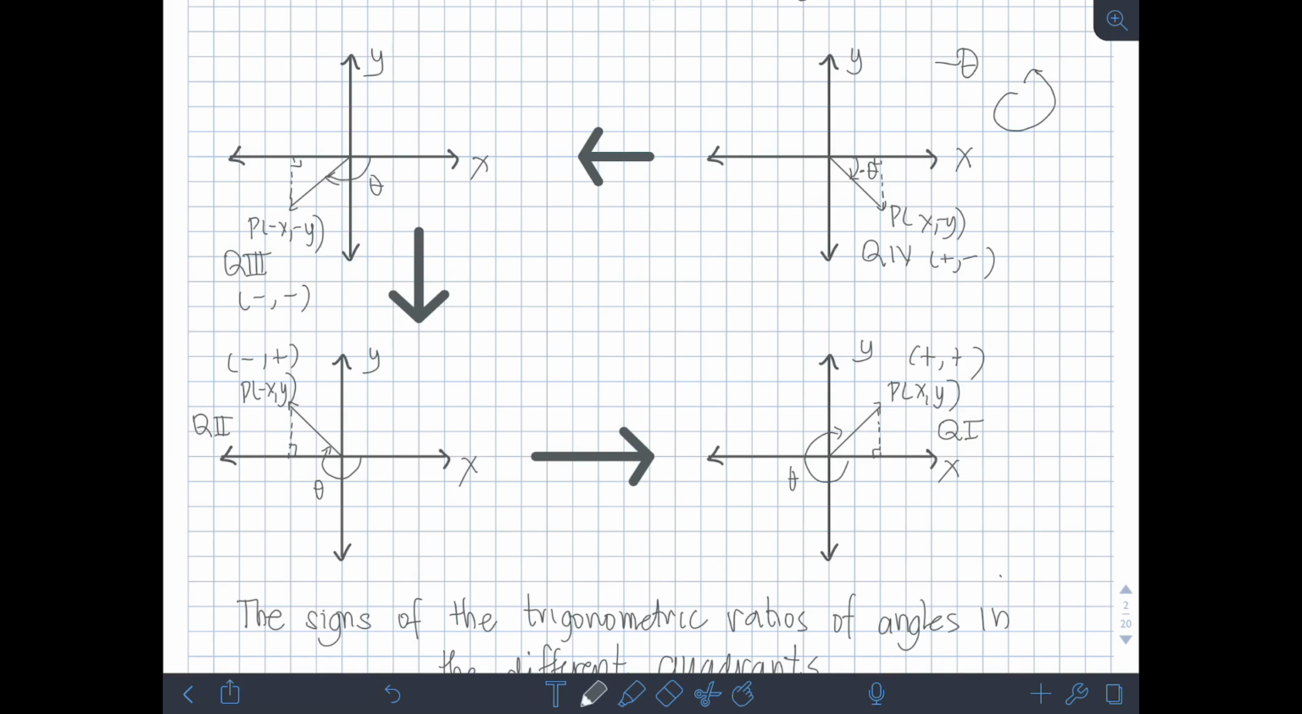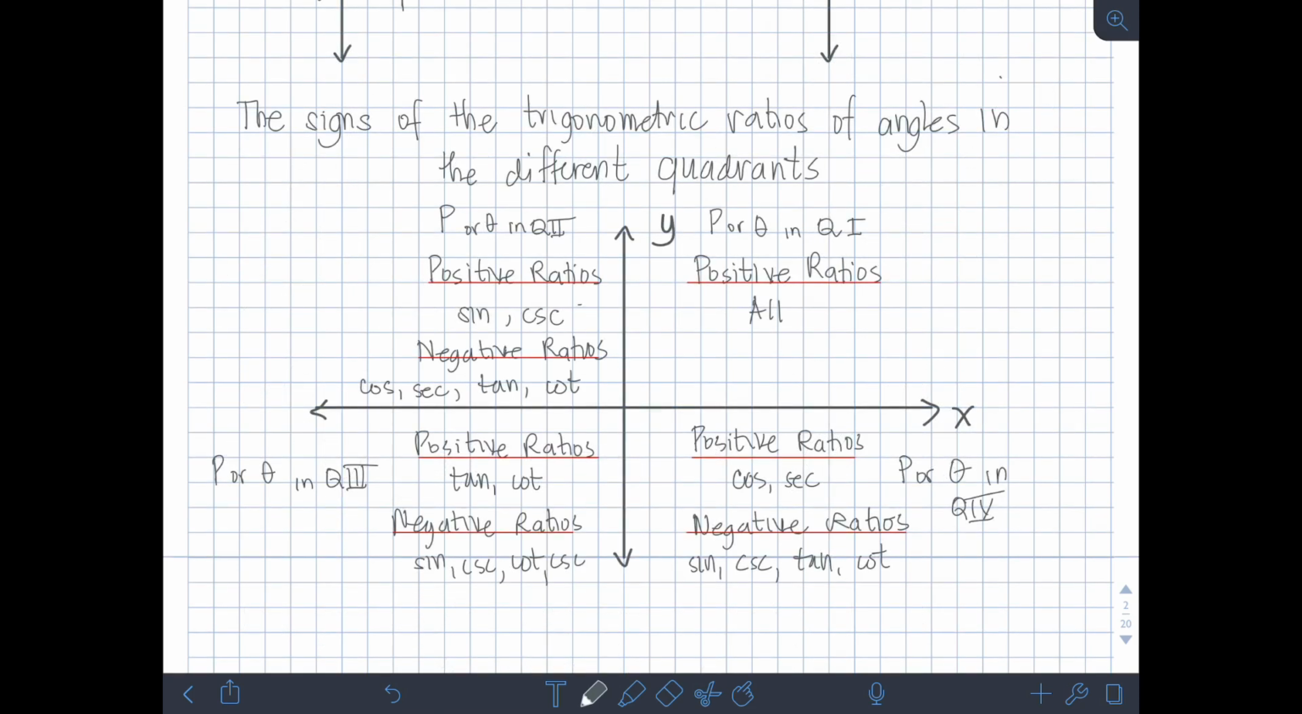So, kapag negative angle, tapos nasa fourth quadrant siya, plus, minus. Tapos, kapag negative theta, nasa third quadrant, negative, negative. Tapos, kapag second quadrant, negative theta, negative, positive, x and y. Tapos, kapag first quadrant, negative theta, yung coordinates ay may sign na positive at positive. So, meron din tayong reference for the sign for the trigonometric ratios of angles in the different quadrants.